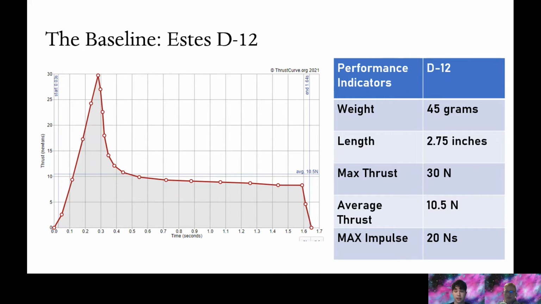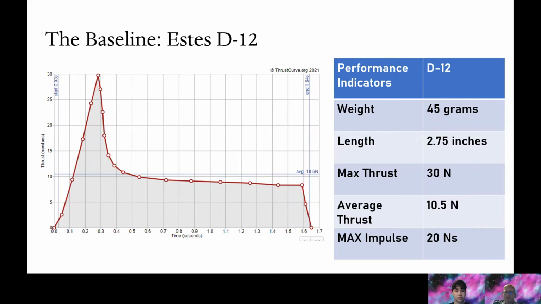The max thrust is 30 newtons, as you'll see at the very peak there on the left. That's the classic commercial engine shape of a force curve. It has one very high peak of max thrust, and then it trails off into more average thrust. As you see on the table there, the average thrust is 10.5 newtons.